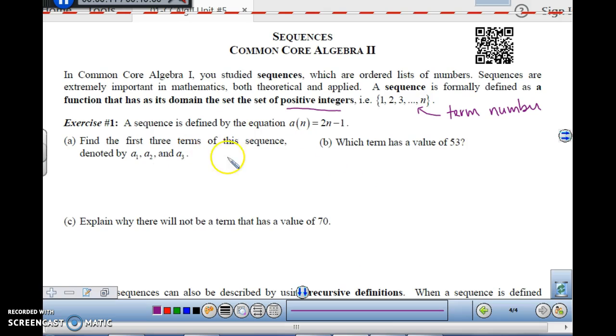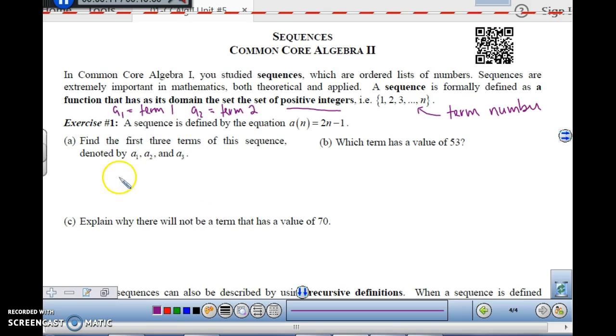Okay, so let's look at a sequence. A sequence is defined by the equation a of n equals 2n minus 1. Find the first three terms of this sequence, denoted by a sub 1, a sub 2, a sub 3. Now remember, when you see a sub 1, that means term 1. Okay, so a1 means term 1. a2 means term 2. And so on and so forth.